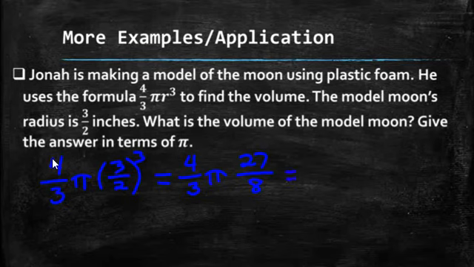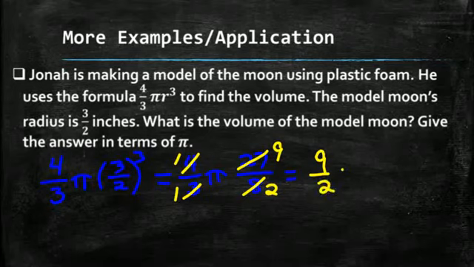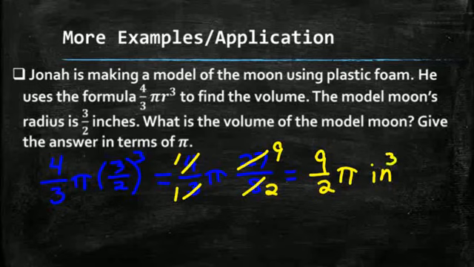So I can divide a 3 here and divide a 3 here. 27 divided by 3 is 9. 3 divided by 3 is 1. I can divide a 4 on this side and divide a 4 out of the 8 and I get 2. And now with 1 pi times 9/2 equals 9/2 pi, and this would be cubic inches. That would be the volume of the model moon.